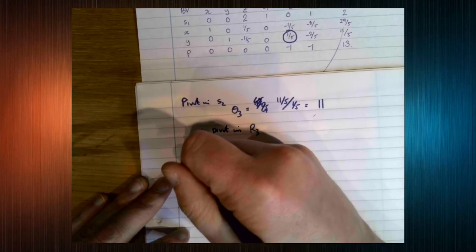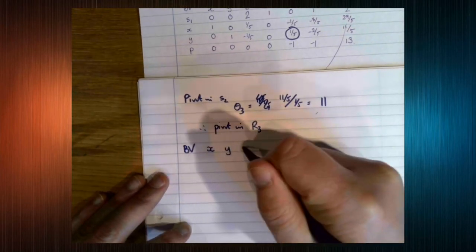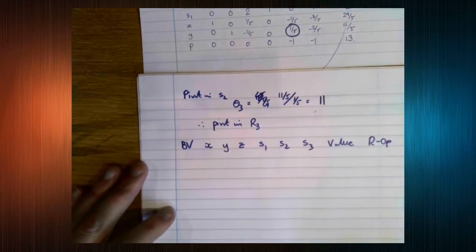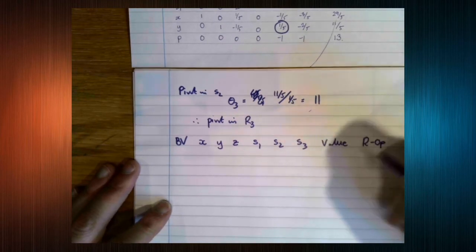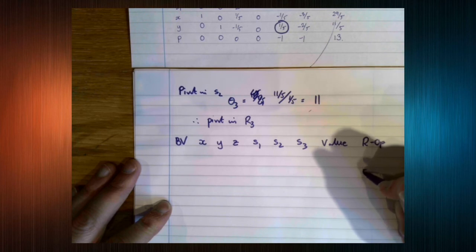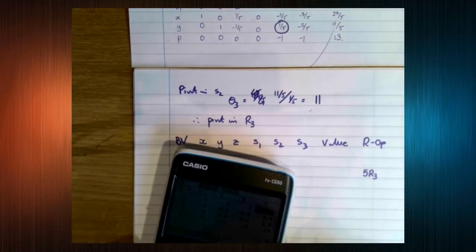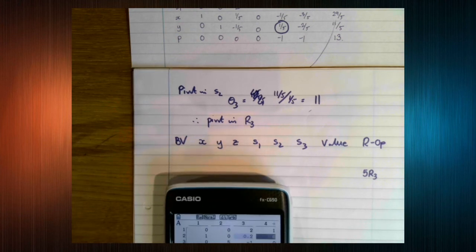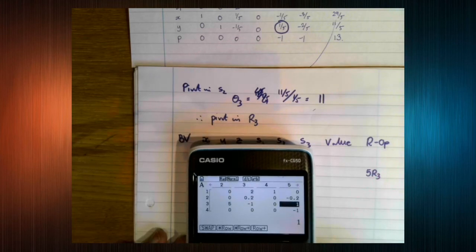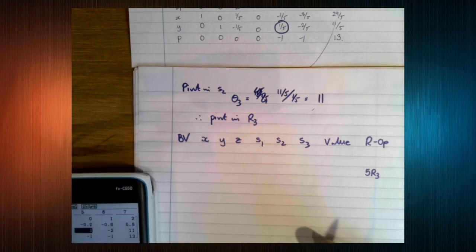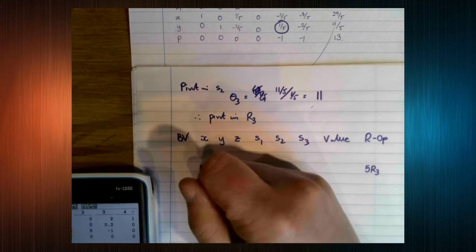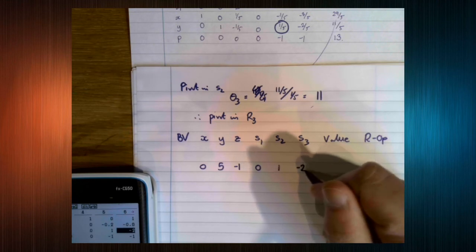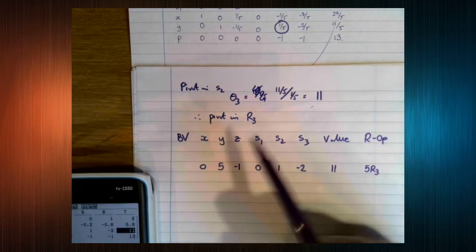Okay, so we've got our basic variable, X, Y, Z, S1, S2, S3, value, and row up. Okay, so as before, we are timesing this whole row by 5. We've got 5, row 3. Okay, just double check, and we can see that column 5 has become a 1, which is what we wanted. Okay, so we write that down. 0, 5, minus 1, 0, 1, minus 2, 11.